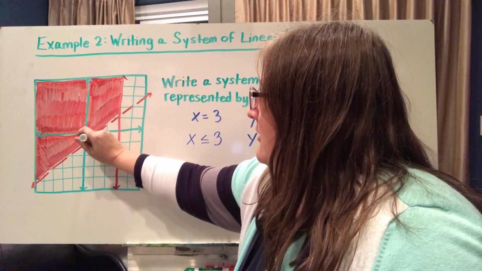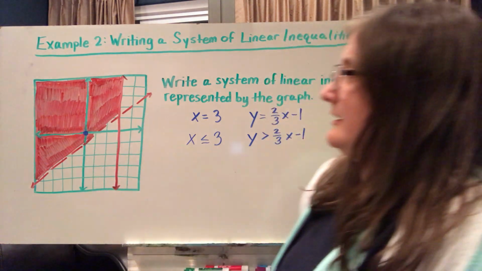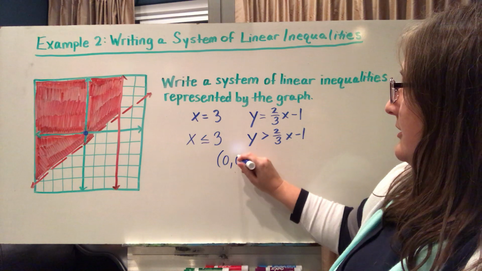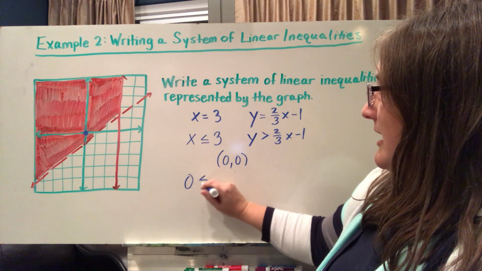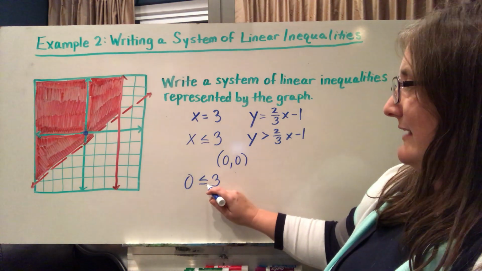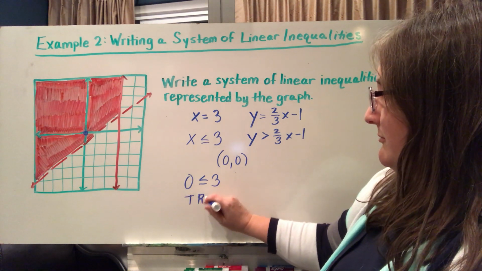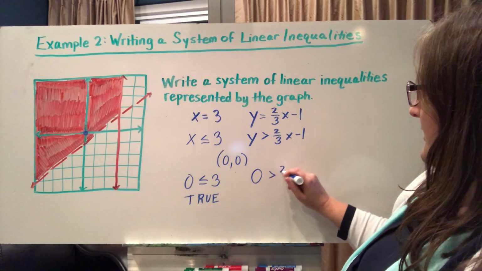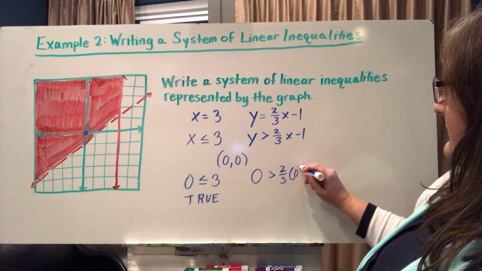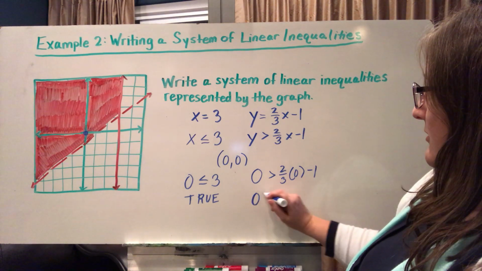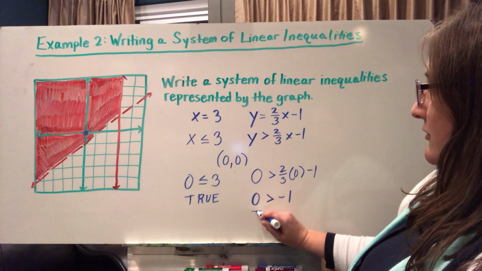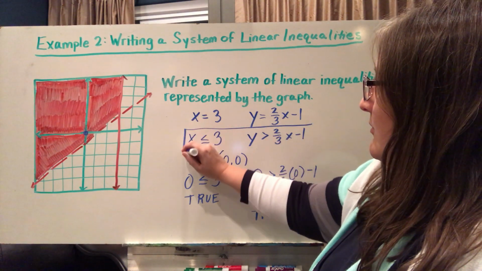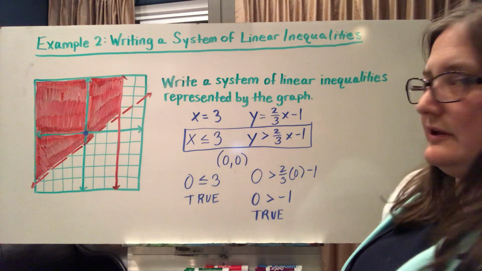So I see that (0, 0) is in my solution section. It's in the shaded region, so I'm going to use that as my test point here. So I'm going to plug in 0 for x, and 0 is less than 3, so this one's true when I do my test point. And over here, I'm going to plug in 0 for y and 0 for my x, and I get 0 is greater than -1, which is also true. So my two inequalities here work. These represent my graph.